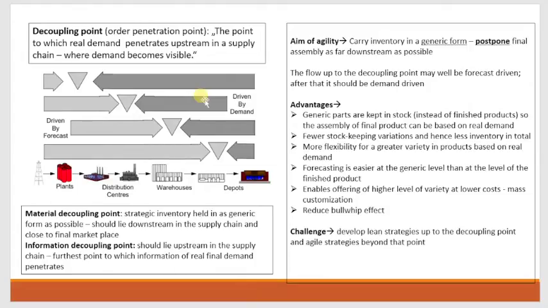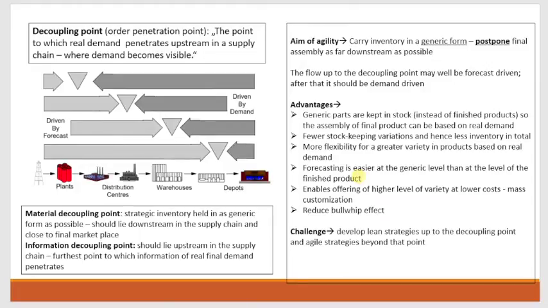So the flow up to the decoupling point, so basically from here to here, may be forecast driven, but from the decoupling point downwards, it should be demand driven, so based on real demand coming from the markets. When we achieve this, we can have a couple of very positive advantages. Generic parts are kept in stock instead of the finished products, so the assembly of the final product can be based on real demand. Hence, we can reduce stock keeping variations and have less inventory overall.